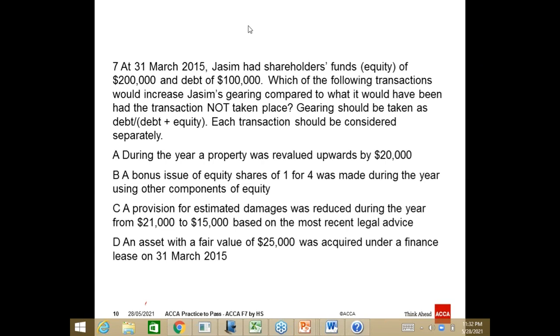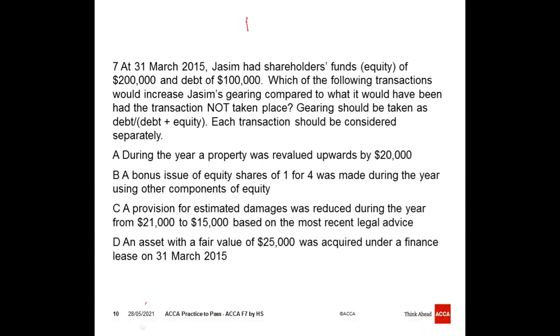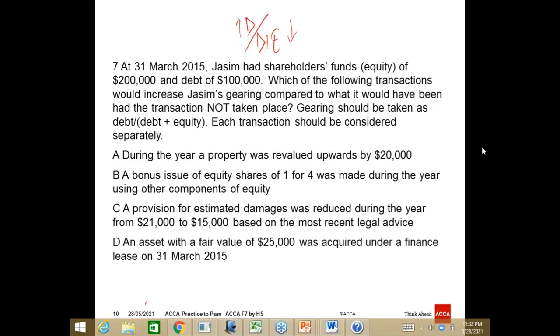This question is about gearing. The formula is debt upon debt plus equity. Which of the following transactions would increase the gearing? If you want to check the increase in the gearing, there must be an increase in the numerator or a decrease in the denominator. Okay.